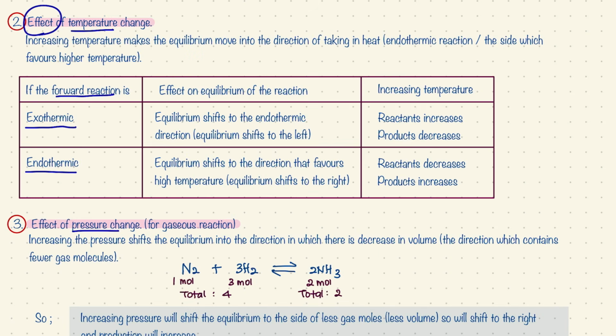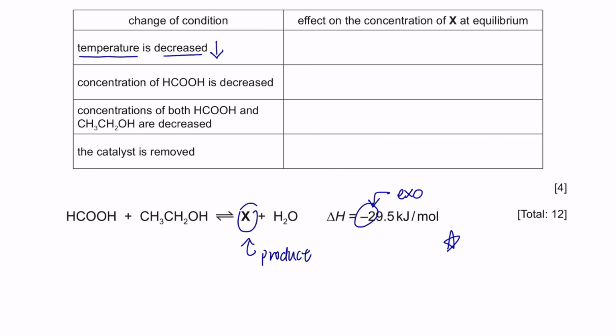If the forward reaction is exothermic, when decreasing the temperature, the reactants will decrease and the product will increase, which is opposite of increasing the temperature. So the effect on X, which is the product, is that it increases. Next, the concentration of methanoic acid is decreased.